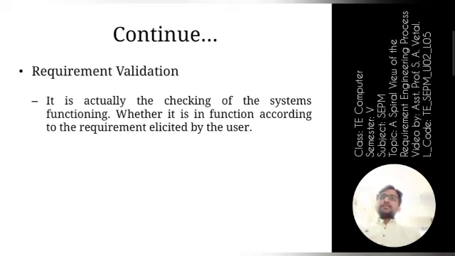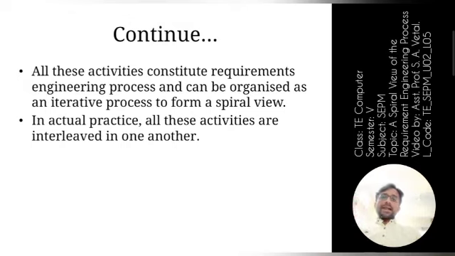Then next, I think this is the last activity of our requirement engineering process. Okay, so all these activities constitute the requirements engineering process and can be organized as an iterative process to form a spiral view. To have the spiral view that we discussed just in the previous slides, all these activities that we just have discussed can be organized iteratively, so that can form the spiral view.